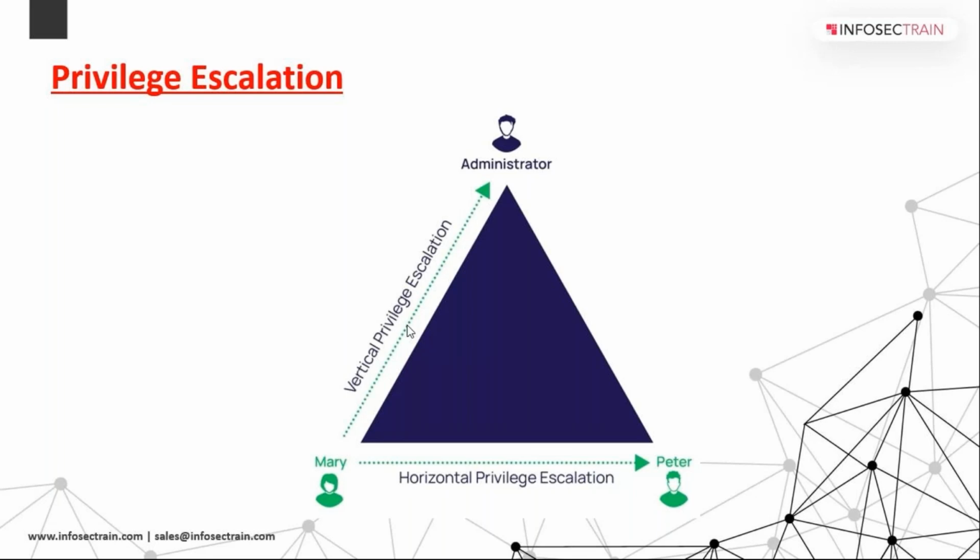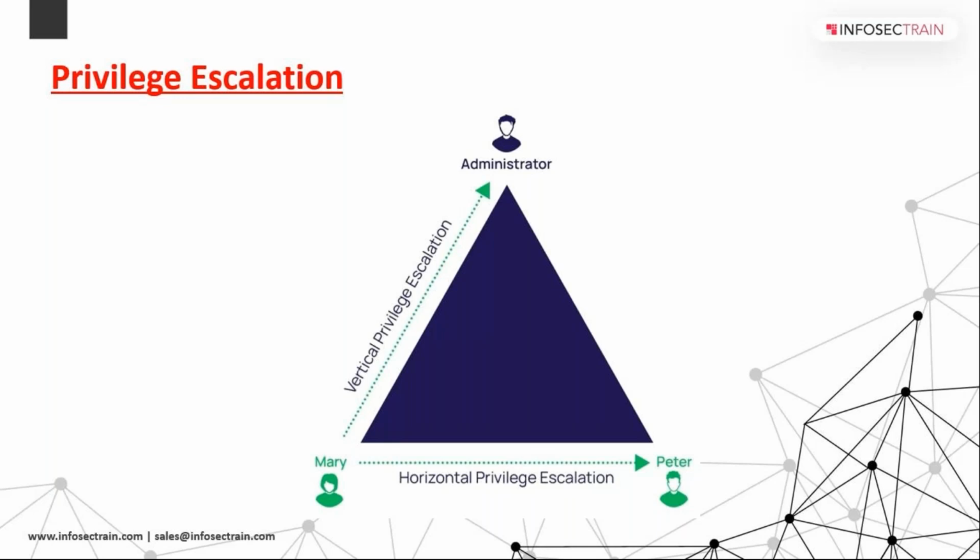Now we have a topic called privilege escalation. In privilege escalation, you can see there are three people we have in place. One is the hacker. This Mary is the hacker we have in place. Mary is trying her best to hack into the particular system in place, the organization.